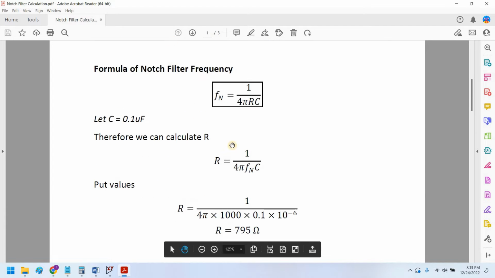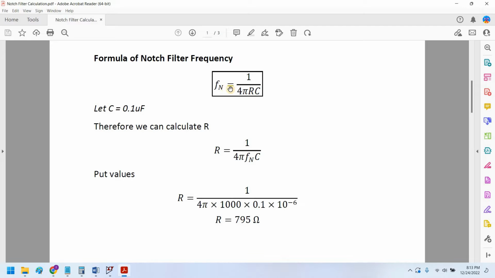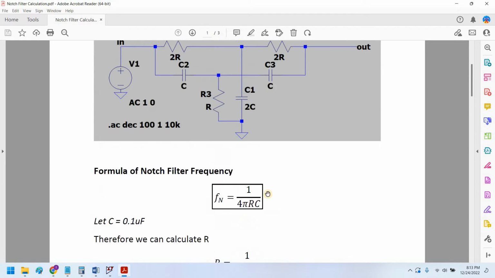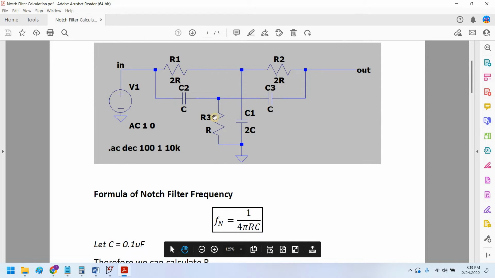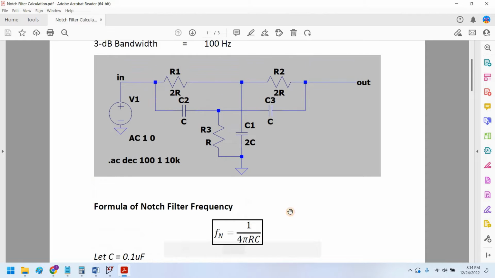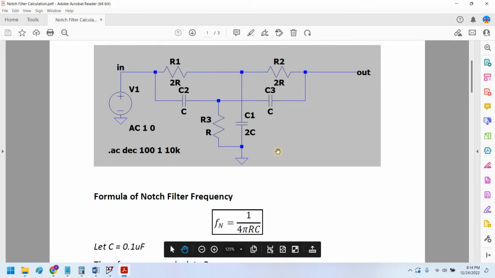Okay, so here is the formula of the notch filter frequency, that is 1 upon 4 pi RC, where R is the value of the resistors being used here, and C is the value of the capacitors being used. As you can see, the low pass filter capacitance is twice that of the high pass filter capacitance C, and the resistor being used in the low pass filter is also twice that of the resistor being used in the high pass filter. As soon as we know these R and C values, we would know all these component values as well.